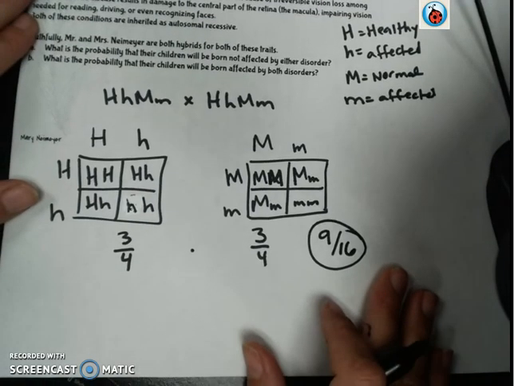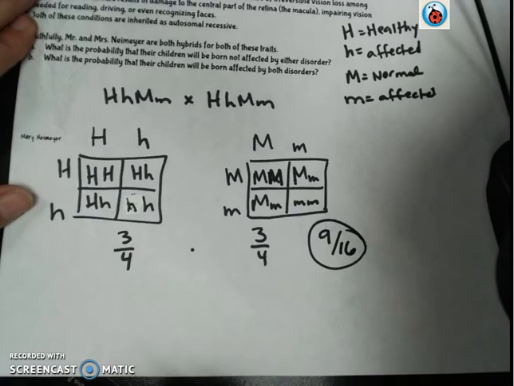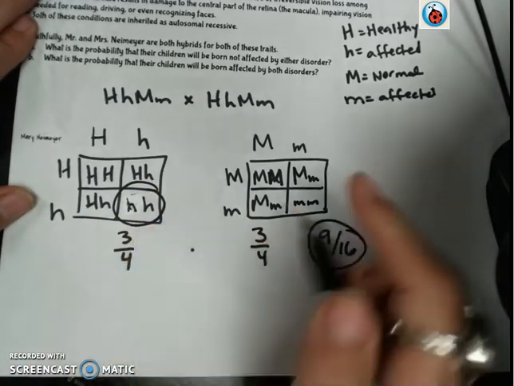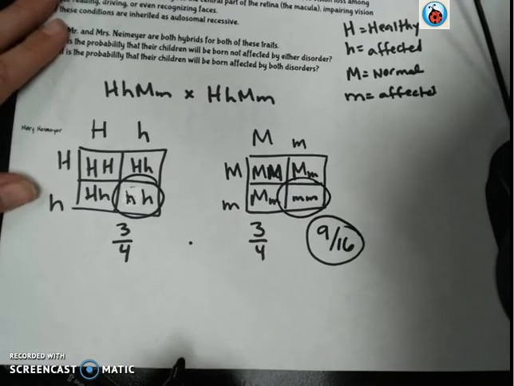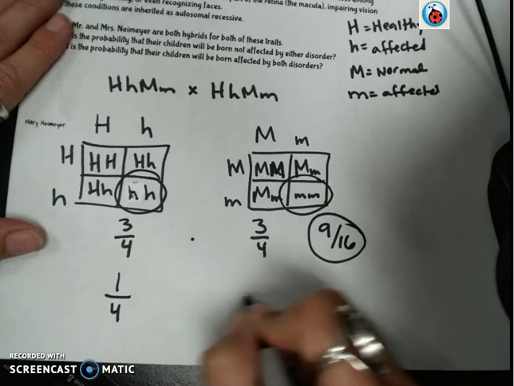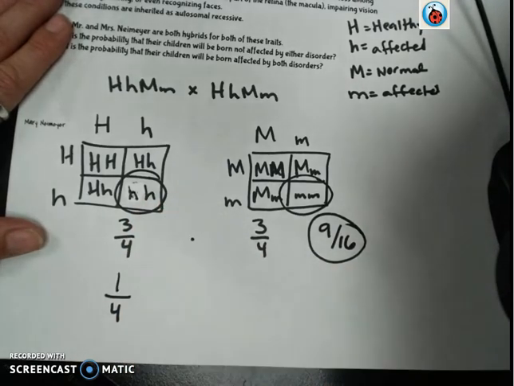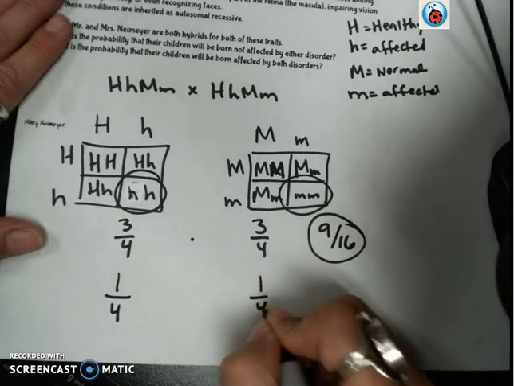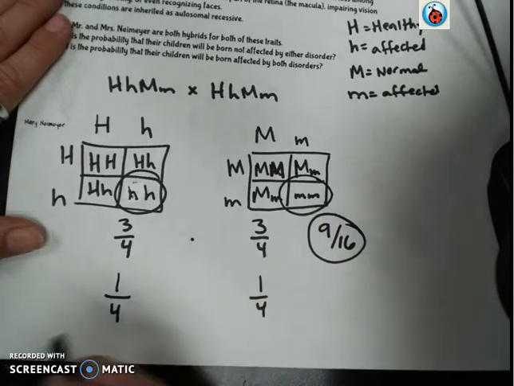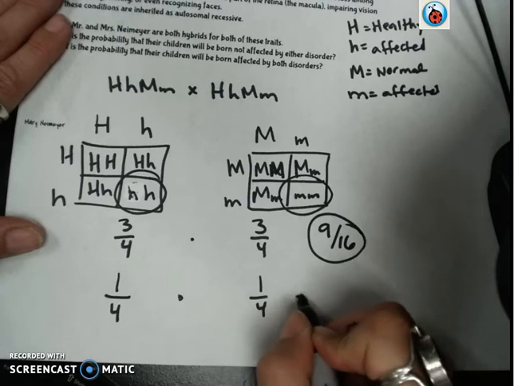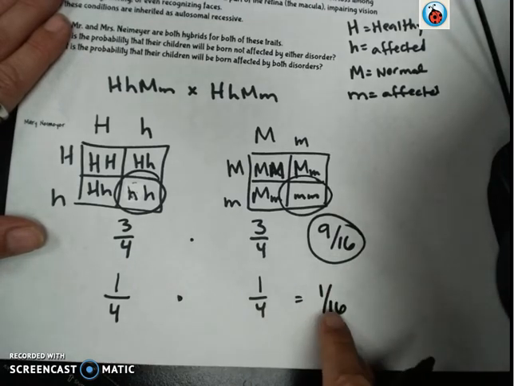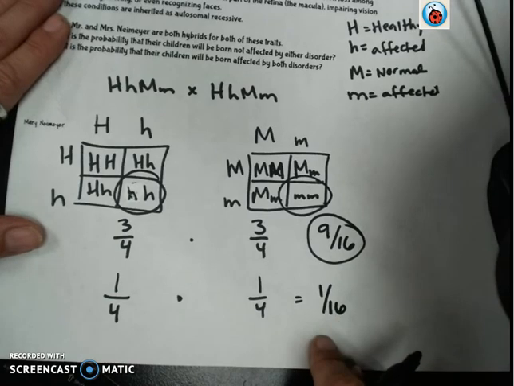Now, what is the probability that their children will be born affected by both disorders? So that is the homozygous recessive for both traits. So here, I would say there's a 1 out of 4 chance that it inherits that combination, and over here, a 1 out of 4 chance that they inherit the recessive alleles for macular degeneration. When you multiply this, there's a 1/16 chance that the child will inherit the recessive allele for both.